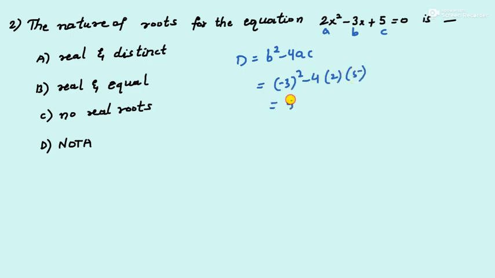So 3 3s are 9, minus 8 5s are 40. This is minus 31. So minus 31 is less than 0. Therefore, we say it has no real roots. If d is less than 0, it has no real roots. This is how you have to solve.